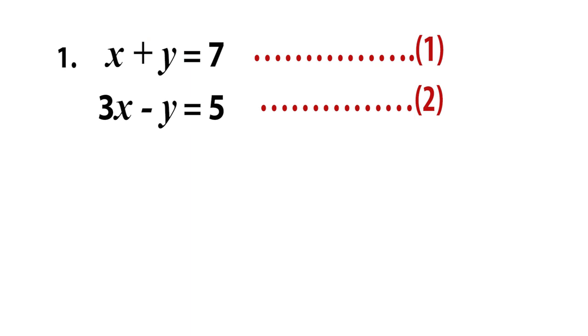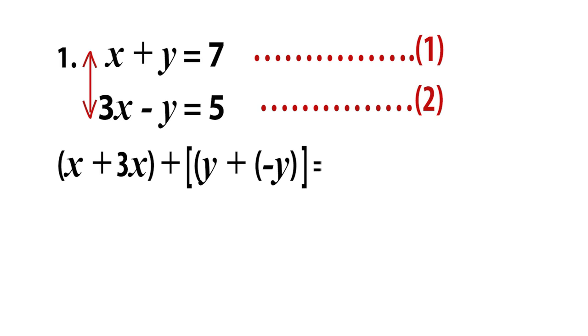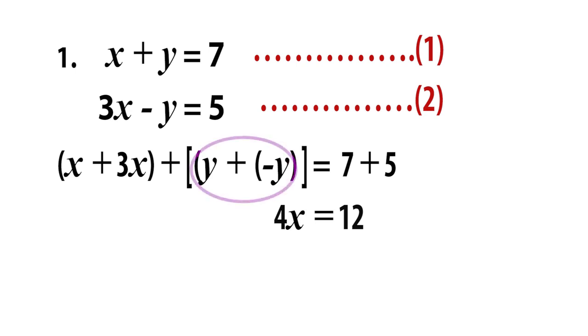Now, let's add the two equations vertically. That is equation 1 plus equation 2. And this will give us x plus 3x plus y plus negative y is equal to 7 plus 5. And this will give us 4x is equal to 12. What happens to y? Oh, y is gone. We have eliminated y. But that is good news because y plus negative y is equal to 0. So we have only one variable, which is x, to solve for.